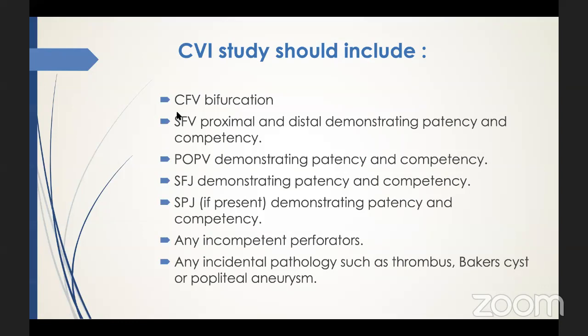Any other finding or incidental finding like a Baker's cyst or a cellulitis or whatsoever you come across, please do mention that, because it's quite useful to lead your patient to the right medical journey.